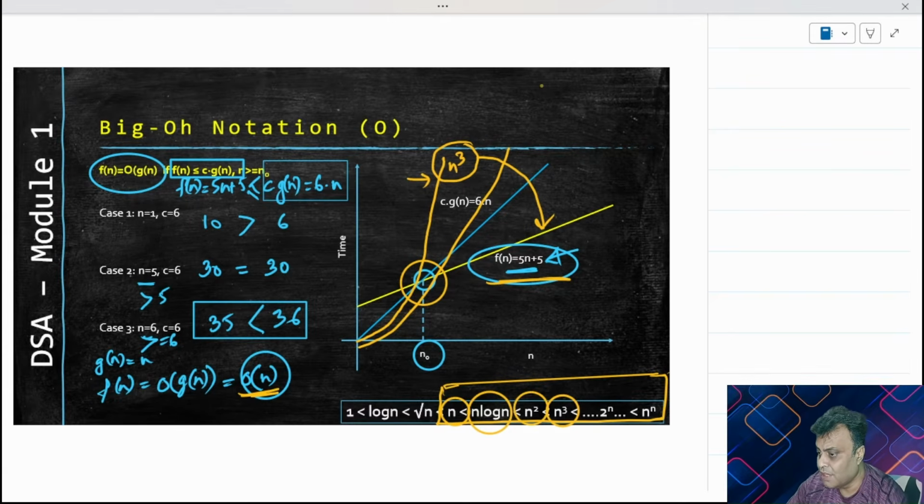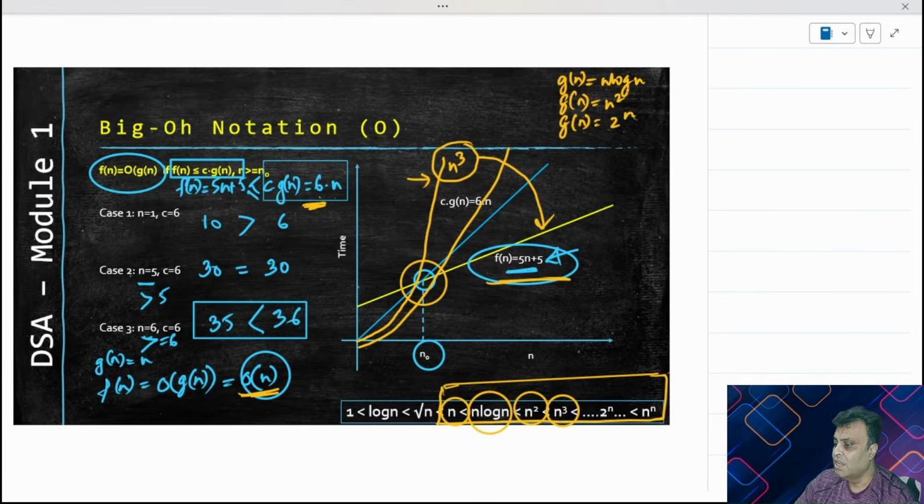So I can conclude that for everything on the right, there is a fact that I can prove: that Gn is, let's say, n log n. I can prove Gn is n square. I can prove Gn is 2 to the power n. In the same manner, I proved 6n is greater than 5n plus 5 for a particular value of n. Similarly, I can prove n log n is greater than 5n plus 5 for a particular value of n. I can prove that easily. And I'll show you the next example where I'll prove n square or n cube to be greater than the same function.